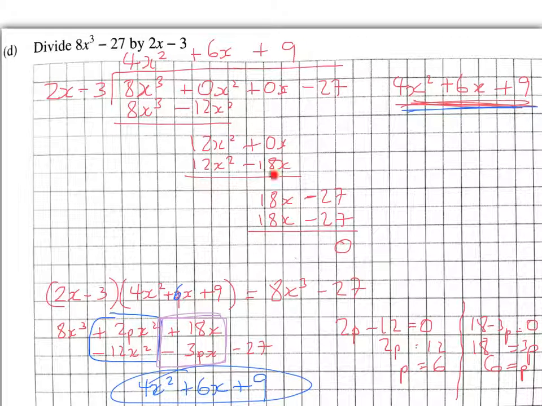The first way I was thinking of it as a division. I was chunking this expression up, taking how many lots of 2x minus 3 can I take away from this expression. And the second method, I was just doing it as a multiplication.